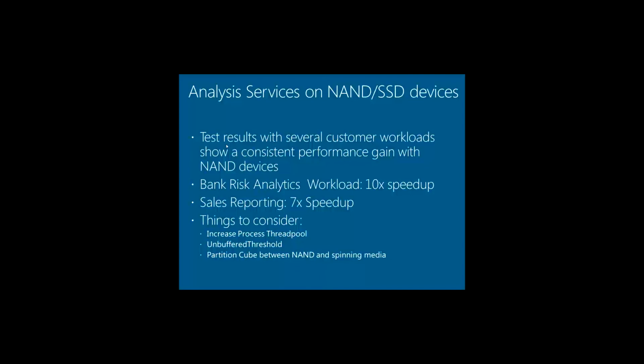Some things to consider: increasing your thread pool for the process, and partition the cube between NAND and spinning media, in other words, based on, again, your class of data.